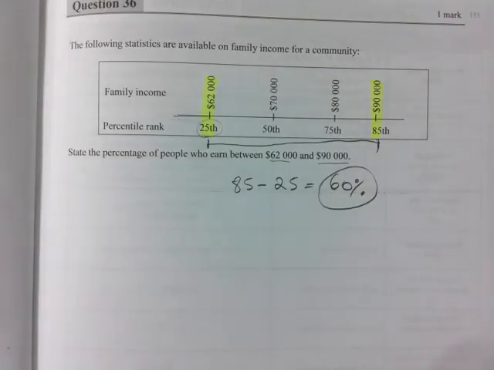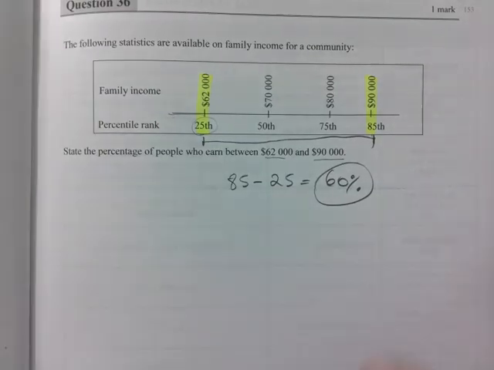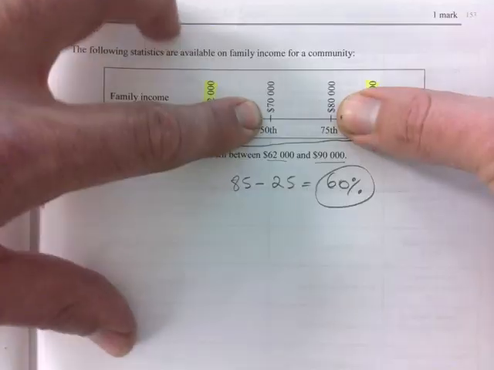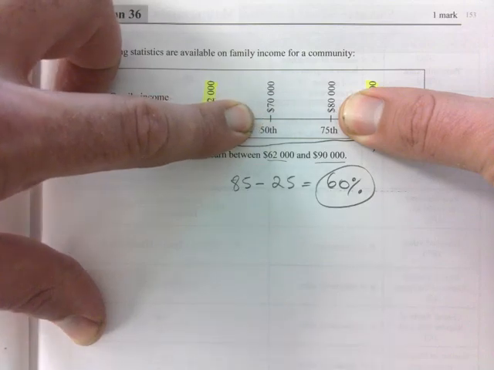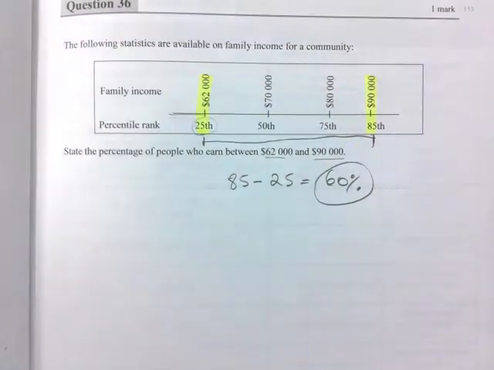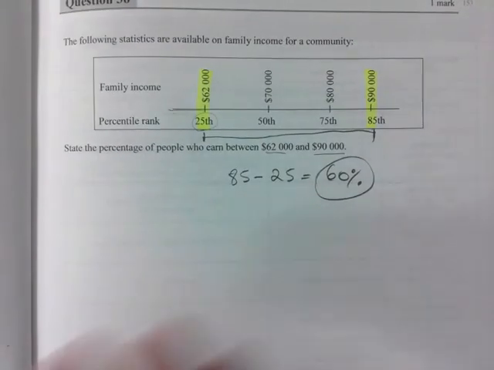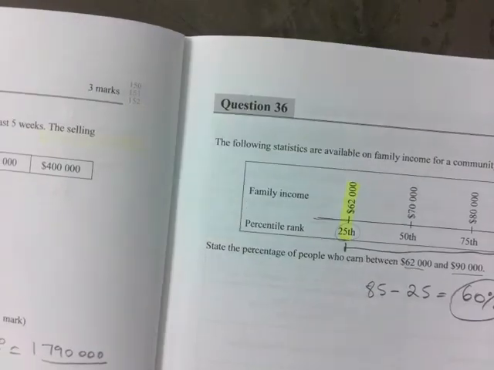That's it. So there would be 25% between these two, right? If they talked about 70,000 and 80,000, there would be what percentage, right? Yeah. There's only 10% between these two. So that's it. These are actually very popular. They want you to just know what is in between, knowing that this is percentile rank. Okay. That's it, right? Yeah, that's it. Yay.